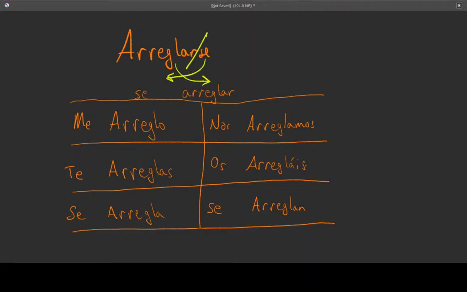So the yo form is going to be me arreglo, I fix myself up. Tú form, te arreglas. Él, ella, usted se arregla. Nosotros nos arreglamos. Vosotros os arregláis. And ellos, ellas, and ustedes se arreglan. And once again, it is the subject doing the verb to the subject. So me arreglo, I fix myself up.